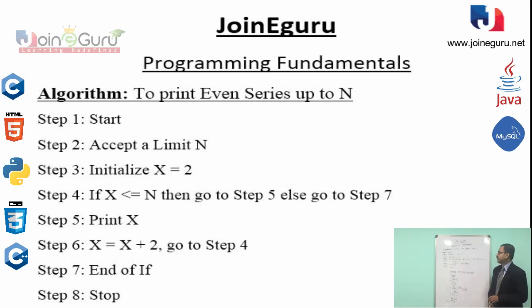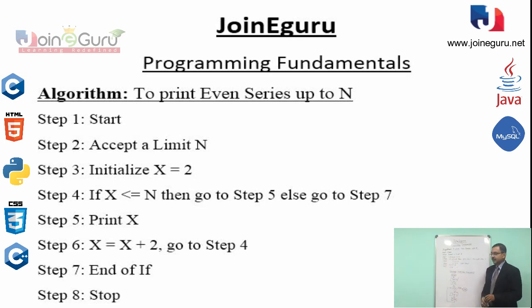So my algorithm is to print the even series up to n. So in step 1 I start the processing, in step 2 I accept a limit, that is n, and store the value to the variable n, and in step 3 we have to print the even number series. To print the even number series we start with the first number 2 and it is automatically incremented by 2. So we initialize the variable x by 2.